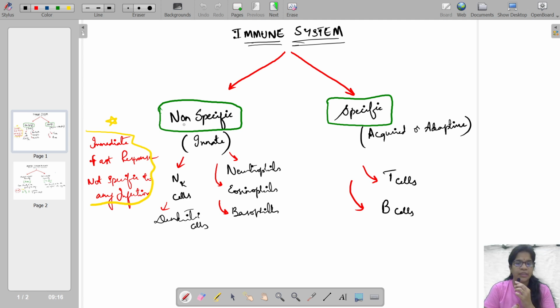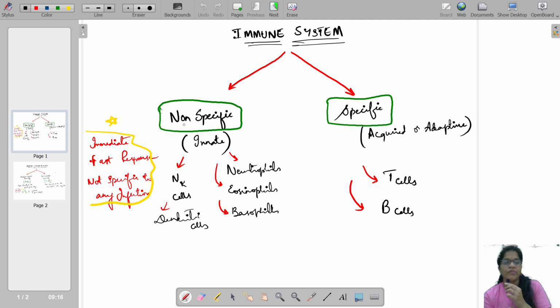The cells that come under innate immunity are neutrophils, eosinophils, basophils, natural killer cells, and dendritic cells. These are the cells which don't have any specificity. They generally get released whenever the body has a foreign particle, which is a non-self particle, of course.